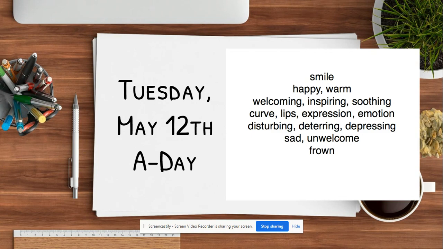In honor of the poems that you will be creating today, I have used an antonym diamante as your poem for today. So, smile, happy, warm, welcoming, inspiring, soothing. Curve, lips, expression, emotion, disturbing, deterring, depressing, sad, unwelcome, frown.